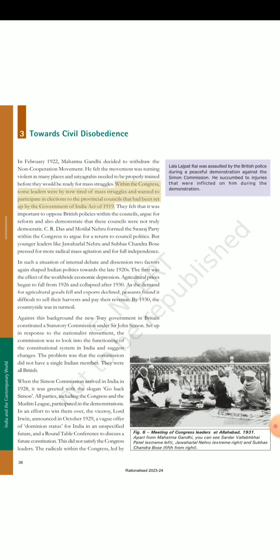Within the Congress, some leaders were by now tired of mass struggles and wanted to participate in elections to the provincial councils that had been set up by the Government of India Act of 1919. They felt that it was important to oppose British policies within the councils, argue for reform and also demonstrate that these councils were not truly democratic.